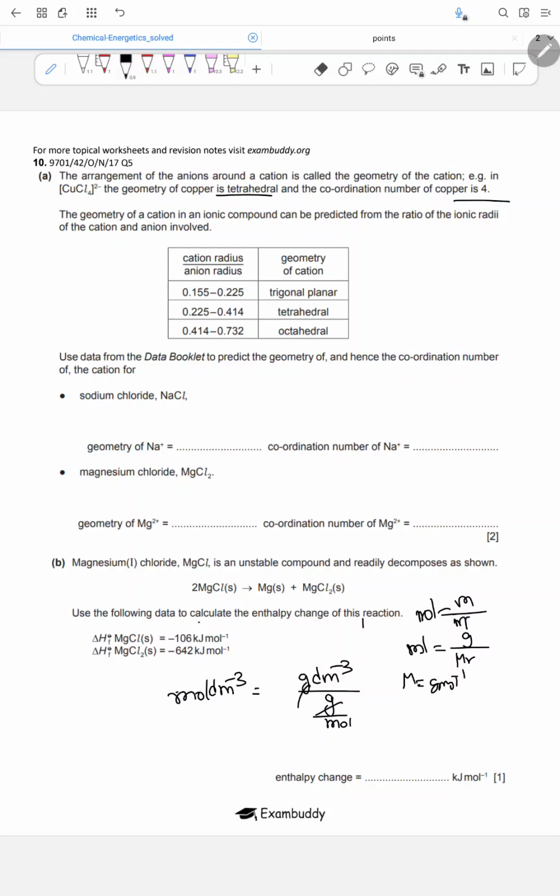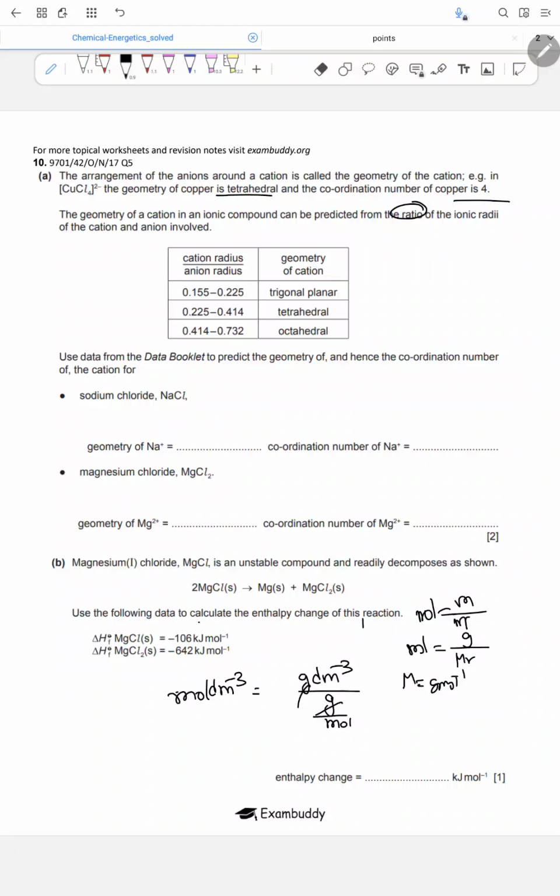The arrangement of the anions around a cation is called the geometry of a cation. In copper chloride, the geometry of the copper is tetrahedral and the coordination number of copper is 4. We know copper is a transition element and chlorides are the ligands. The geometry of a cation in an ionic compound can be predicted from the ratio of the ionic radius of the cation and anion involved.